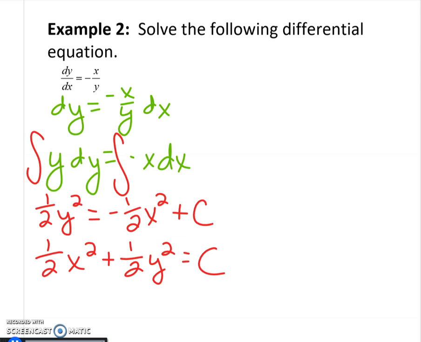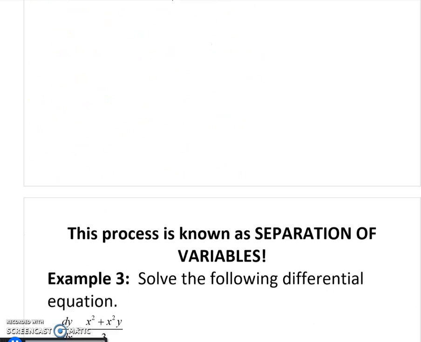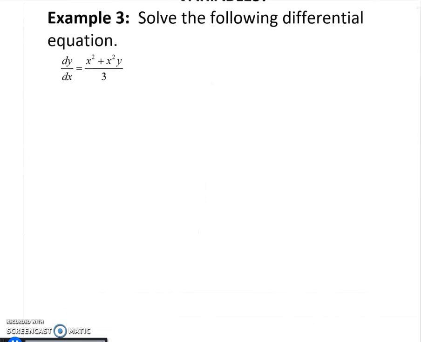So now I've at least got the constant by itself, but I have these 1/2 that I kind of need to get rid of. Well, if I multiply the entire equation by 2, that gives me x squared plus y squared equals, technically this is 2 times a constant, but 2 times a constant is still just a constant. So now that looks like how we expected it to look, even though that 1/2 y squared equals negative 1/2 x squared plus c would have been okay the way it was written. So like I said, that's a process known as separation of variables.